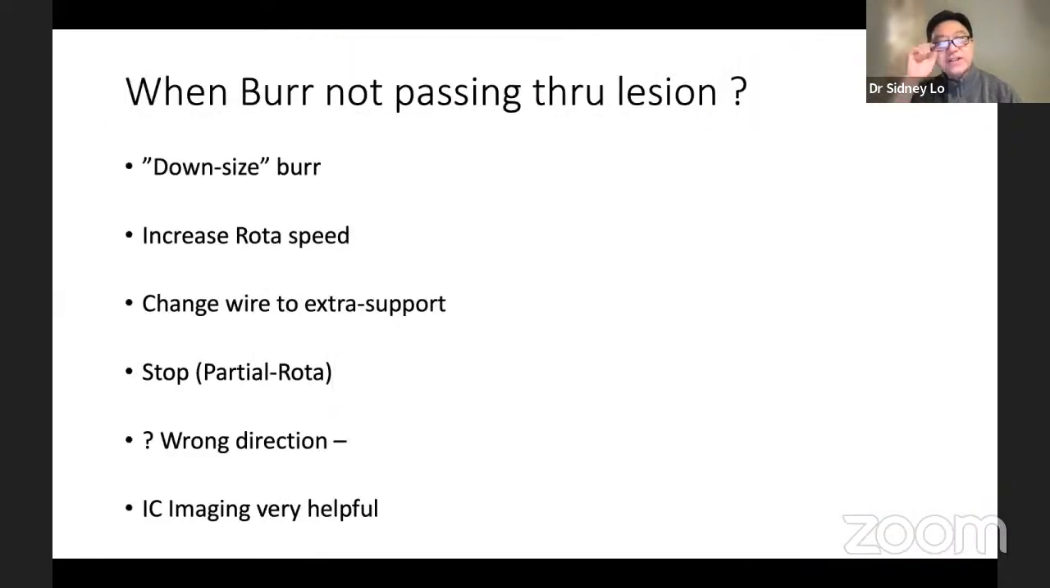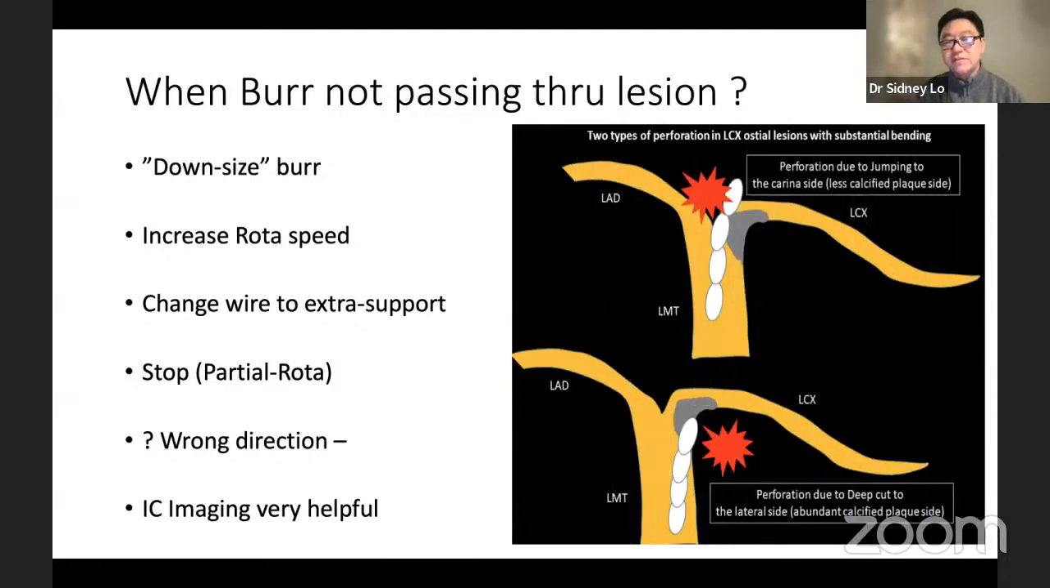So when the burr does not pass through the lesion, we can sometimes downsize the burr, increase the rotor speed, max it out, as it were. This is not recommended by the company. Change wire to extra support if you can. Stop a partial rotor. Maybe you can dilate it now that you've modified enough. Perhaps you're going the wrong direction, but imaging is extremely helpful to determine this.